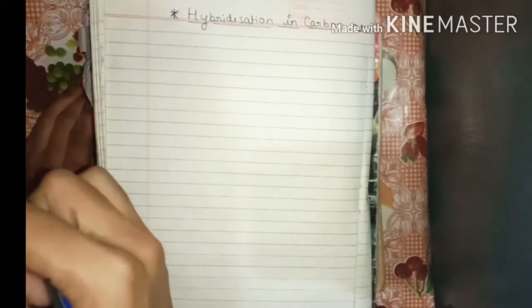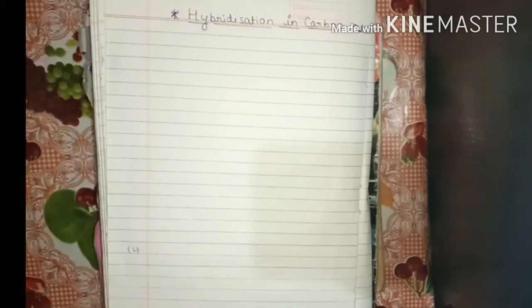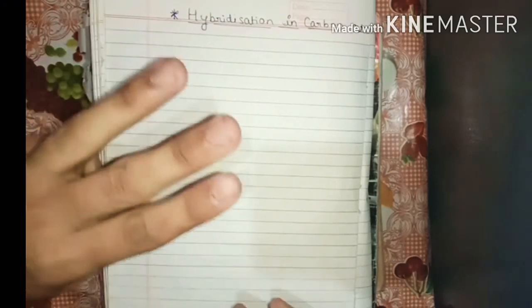So today our topic is how to find hybridization in carbon atom. In that video I had not told about hybridization in carbon atom, so today we will discuss it. By using that trick you can calculate hybridization in only 3 seconds. Yes, believe me, only 3 seconds. So let's start the video.